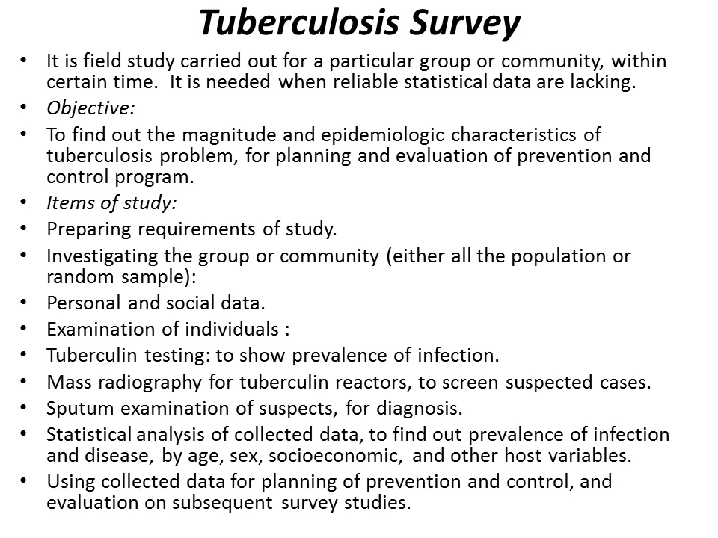Tuberculosis survey is carried out for a particular group of the community. The objective of the tuberculosis survey is to find out the magnitude of the problem, planning and evaluation of the prevention and control program. The items of the survey study: preparing the requirements of the study, investigation of the group of community, personal and social data, examination of individuals, tuberculin testing, mass radiography, sputum examination, statistical analysis, and using the collected data for planning of prevention and control of tuberculosis.